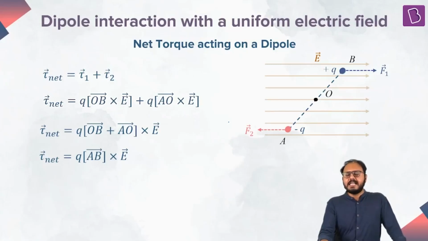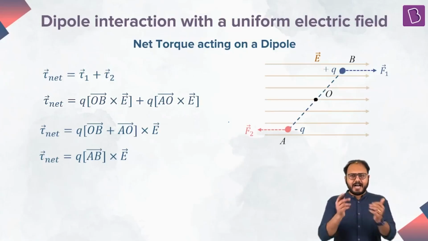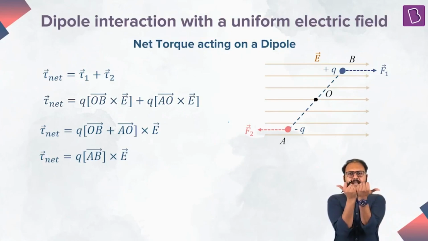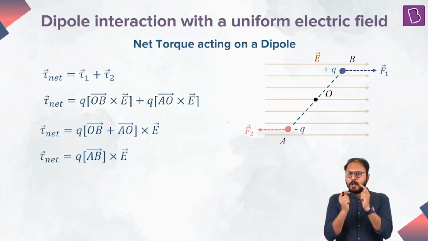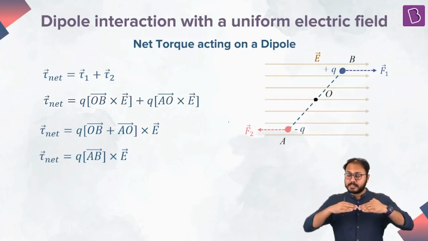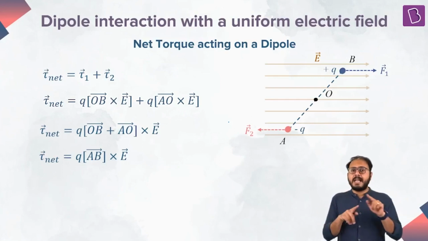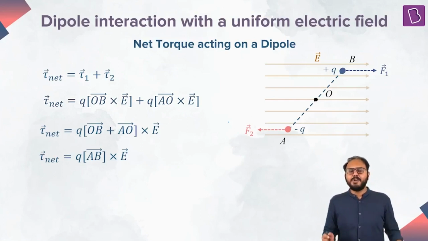Forces are cancelling each other. Agreed? But are the forces cancelling each other in the same line? No. They are separated. When the forces are separated, when the line of action of the force is not along the same line, what does it produce?